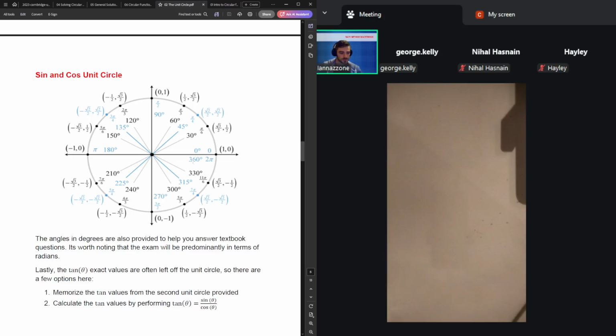Worth pointing out for those who aren't aware just yet, this unfortunately does not go on your formula sheet, and you will need this for tech free. So it's one of those things where you do have to have this memorized.